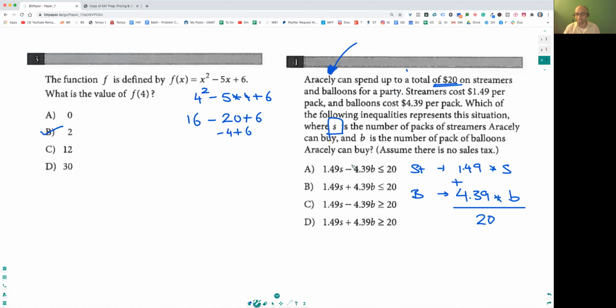So you can easily see, you can even use process of elimination. This is clearly out. This one is clearly out. And all you have to be careful about is whether it's a less than sign or a greater than sign. Many of you have done it correctly. It cannot be greater, it has to be less than. But if they ask you something like can spend a minimum of 20, then it would be this answer. But of course, they're asking can spend up to a total. So up to is an important phrase here. That's why it's B. So be careful what they're asking: can spend up to a total of 20.